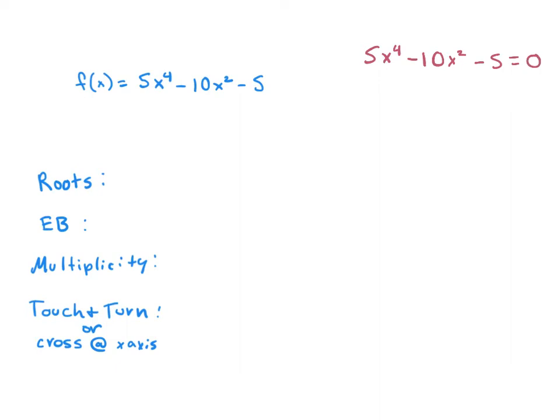So how would we factor this? You could divide the whole equation by 5 just to simplify it. Yeah, we could do that. So we would have x to the 4th minus 2x squared minus 1. Because when we divide 0 by 5, that just stays a 0.